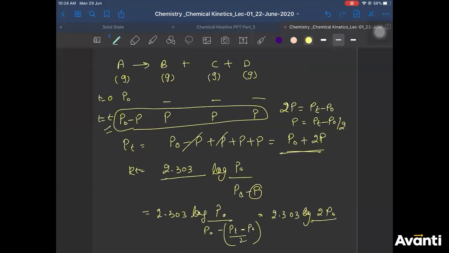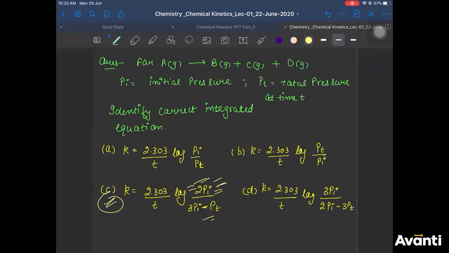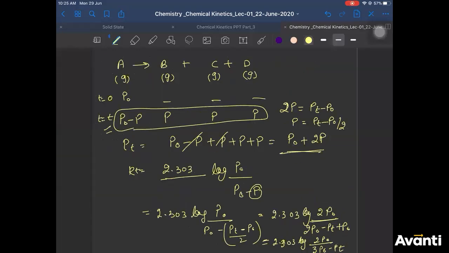Now in the denominator, you can solve 2P naught minus PT plus P naught. So you'll get the expression as 2.303 log 2P naught divided by 3P naught minus PT. 3P naught minus PT. I hope it is clear. Is there any doubt in this question, guys?